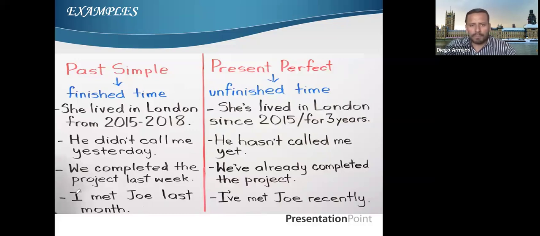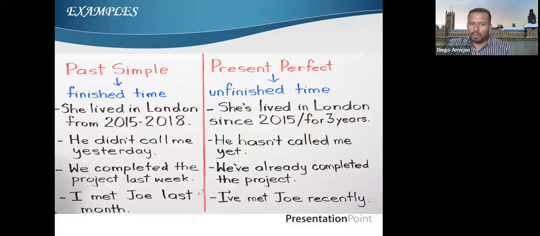Okay, we have another one. We completed the project last week. Okay, this is the past simple. We completed the project last week. And the same sentence using the present perfect tense: we've already completed the project. So in this case, maybe the project was completed, but it has an effect in the present. Maybe the project is being used now by other people, and that is why we're going to use the present perfect tense.